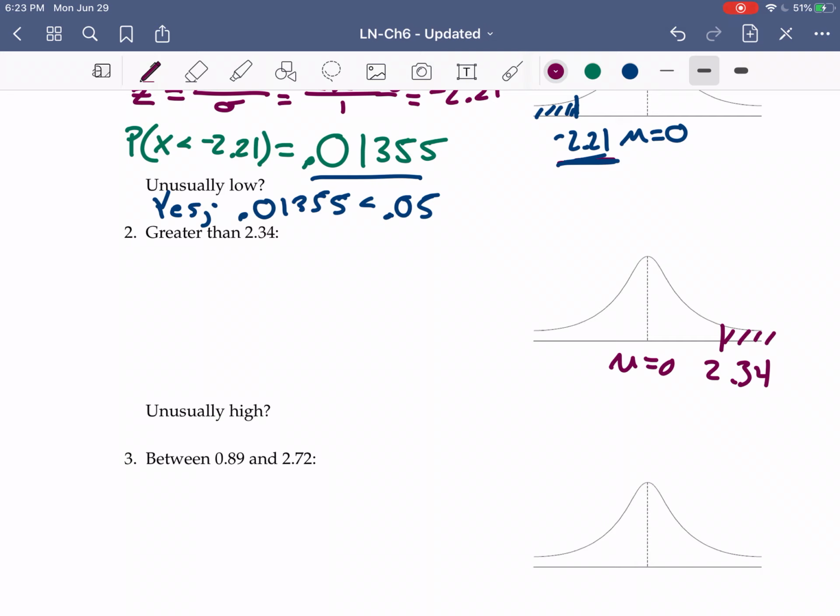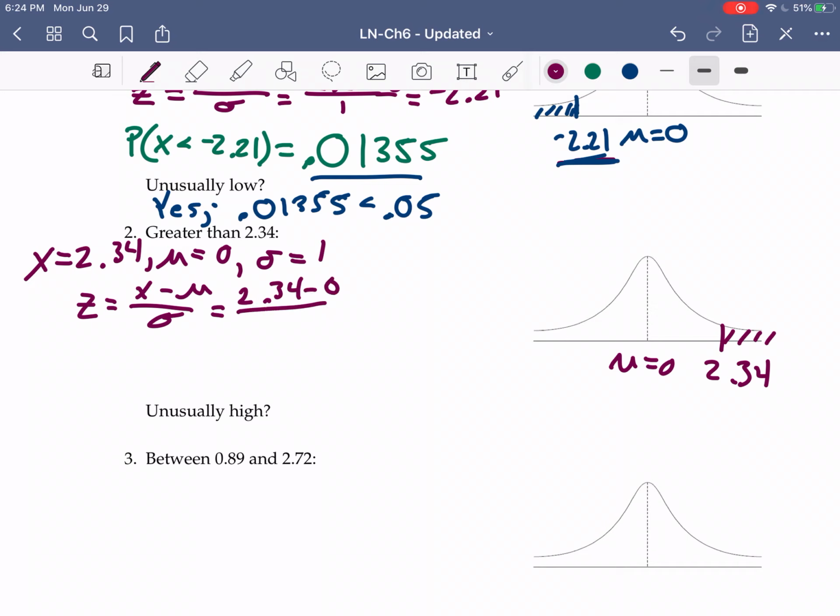So we're going to convert that data value of 2.34, with a mean of 0 and a standard deviation of 1, to a z-value. So our z-value is x minus the mean over standard deviation. So for us, 2.34 minus 0 over 1. So 2.34 is our data value. We're going to find the probability that our data value is larger than 2.34.